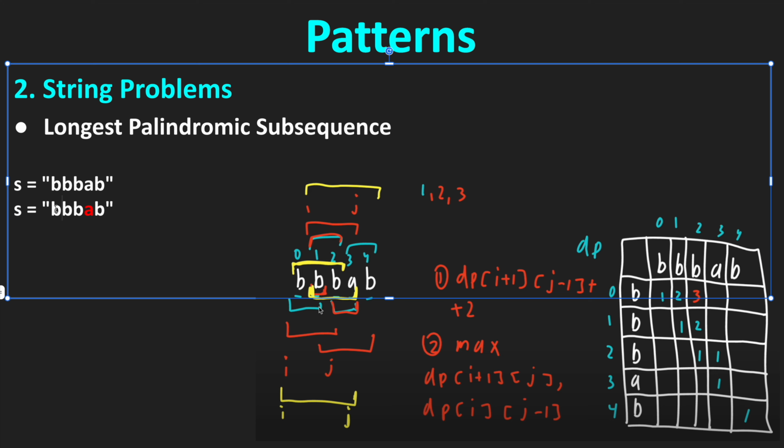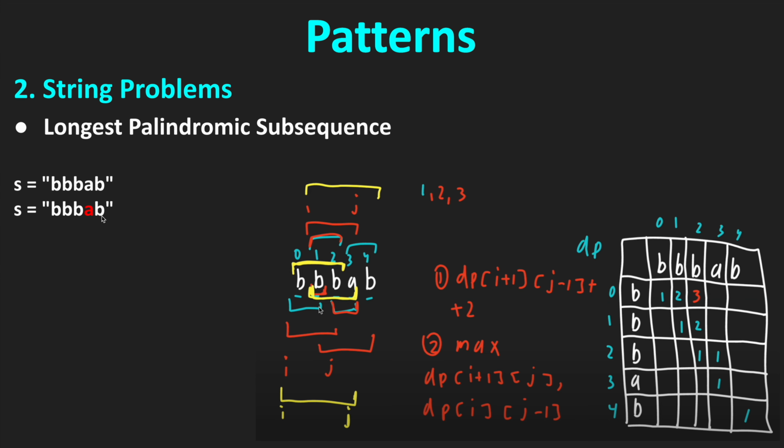For example, in this case, the longest palindromic subsequence is B, B, B, and B, right? So what is a palindrome? A palindrome is a string that reads the same backwards and forward. So for example, in this case, if we remove A, backwards and forward, it reads the same. And also in this case, what we need to do, right? We can remove the letters, but we cannot change the sequence. So we cannot shuffle the letters around.